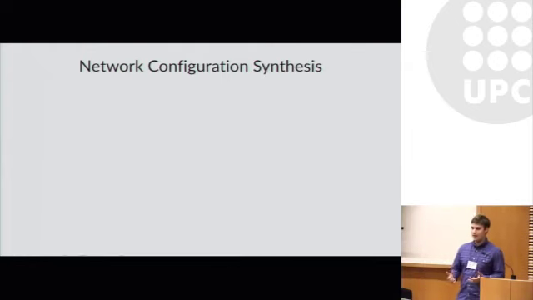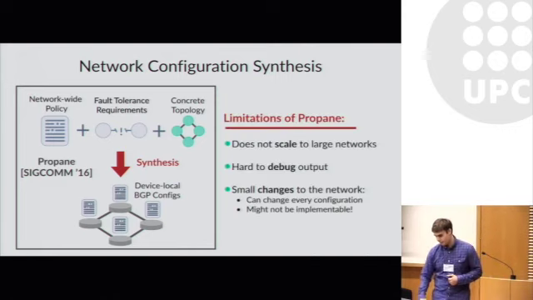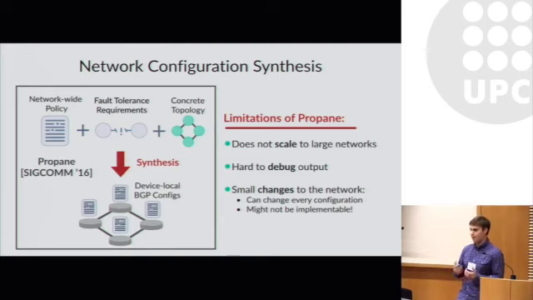So people have tried to address this problem in the past with synthesis tools. In particular, there was a paper in SIGCOMM 2016 that we authored before, which had the idea that you take a network-wide routing policy where you don't have to think about the fact that this is a distributed system. You take some collection of fault tolerance requirements and a concrete network topology, and then from that you synthesize these low-level device configurations for a routing protocol called BGP. However, to our surprise, when we actually tried to sell this idea to network operators, they were very reluctant to use this type of technology for a number of reasons.